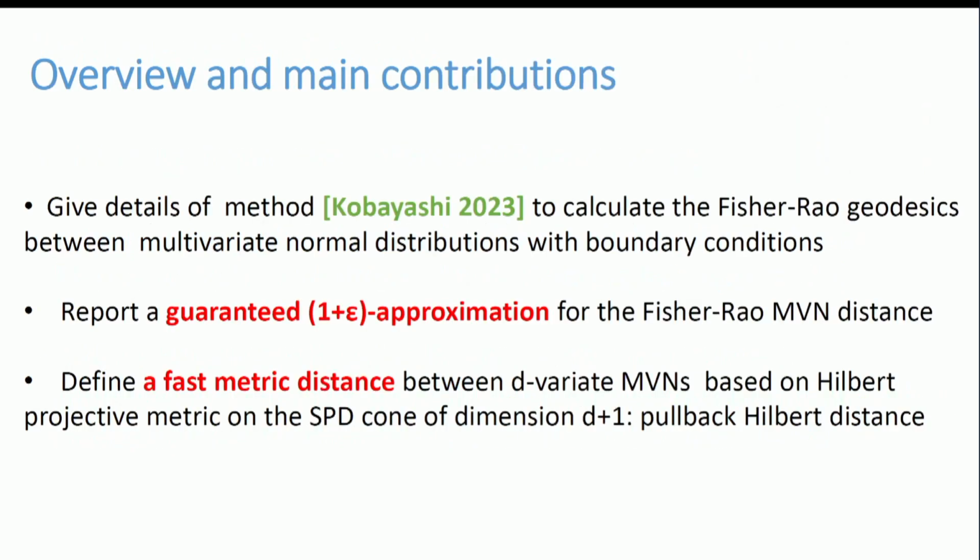Okay, so what is the overview and the main contribution? I will mostly rely on a very nice paper that appeared by Kobayashi this year, who shows that there's one way to express the Fisher-Rao geodesic between multivariate normal distributions with boundary conditions. I will explain what that means, and based on that, I will design a very simple and efficient guaranteed 1 plus epsilon approximation of the Fisher-Rao distance for Gaussians.